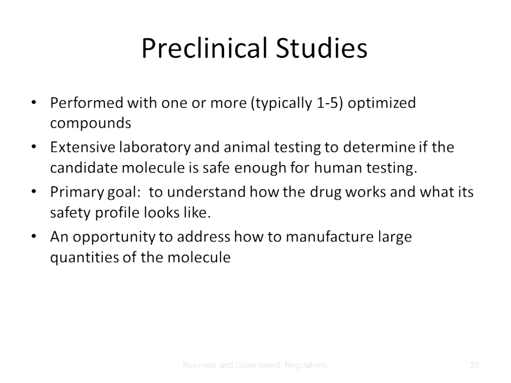Okay, so preclinical studies are performed typically with 1 to 5 optimized compounds. Because you are not yet sure, you don't have the exact one. You might try a few in preclinical studies to focus on one of them, right? So we need to do extensive laboratory and animal testing to determine if the candidate molecule is safe enough for human testing. And also, you want to know how the drug works and what its safety profile looks like.